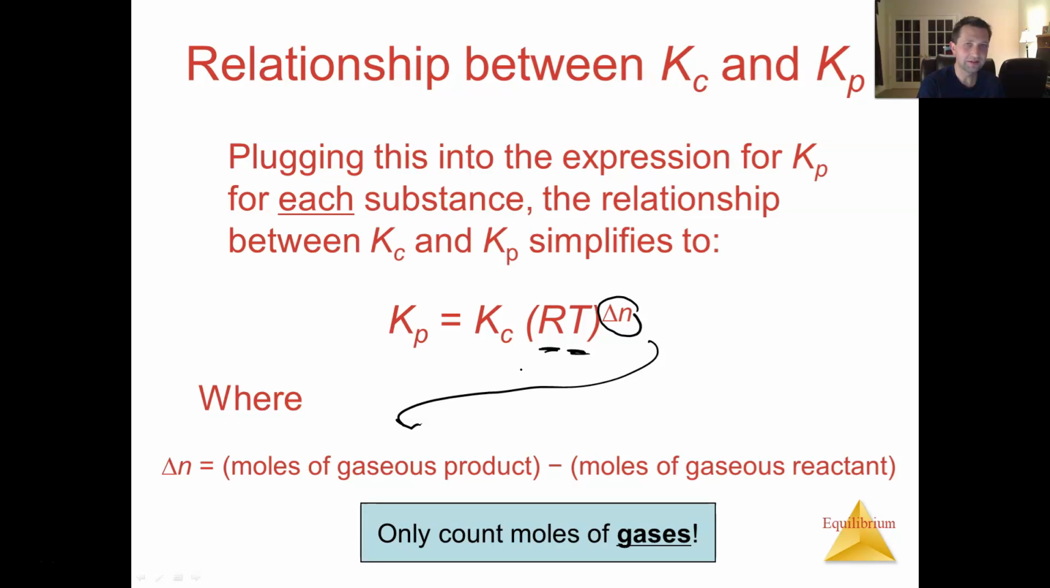And this is so important. It's only moles of gas. We're talking about Kp here, right? P for pressure is created by the gases. This is so easy, but students make silly mistakes all the time because they just count moles of everything. It is moles of gas. Please write that on your note sheet.